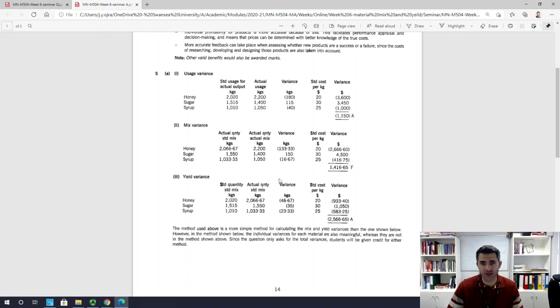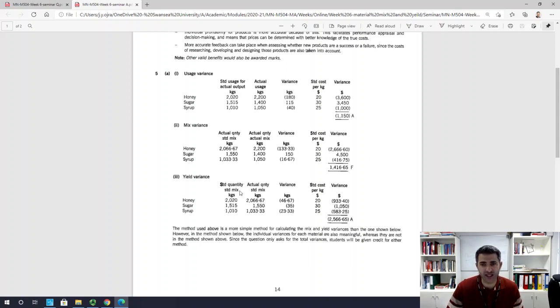Why? Because as you see, guys, here we have the highest in kilogram, 150, and the interesting thing is that it's more expensive, isn't it? And this is why it's favorable. So yeah, the next one will be the yield variance.